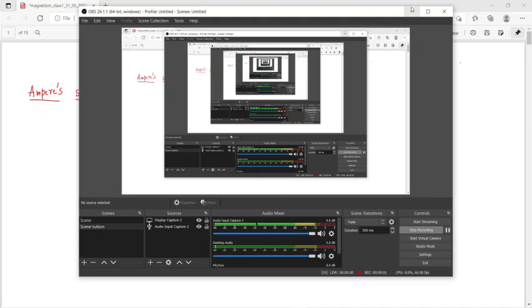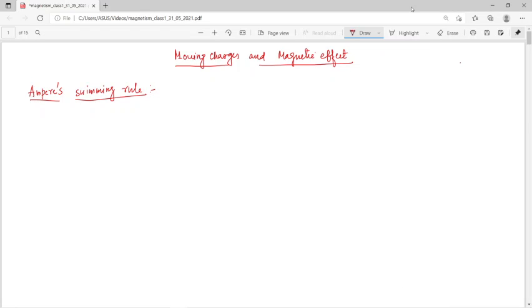Magnetism. The first rule is Ampere's swimming rule, which gives the deflection of a magnetic needle due to electric current. The rule is like this: imagine a man who swims along the conductor in the direction of current, facing the needle such that the current enters his feet. Then the north pole of the needle will deflect towards his left hand.